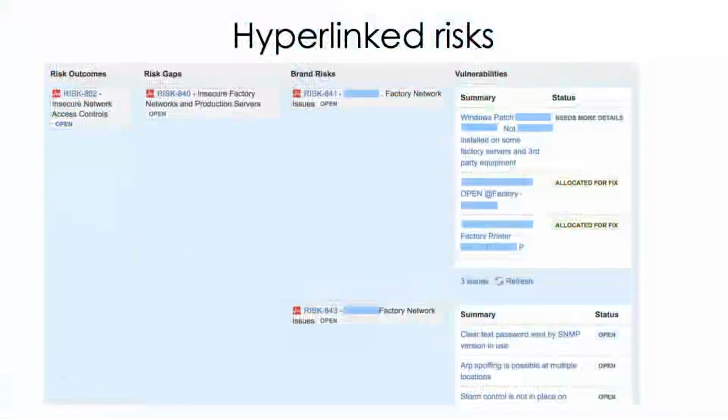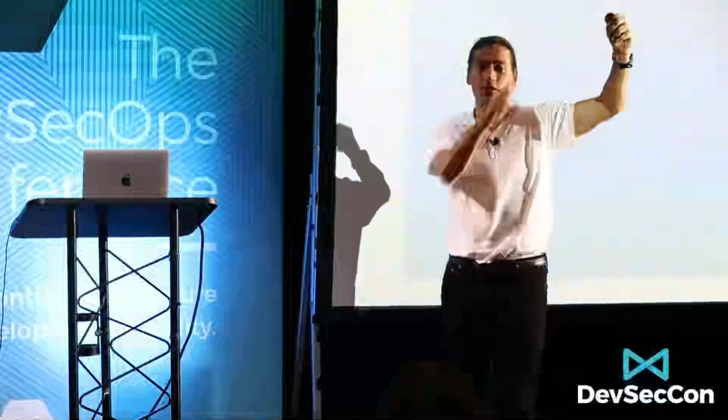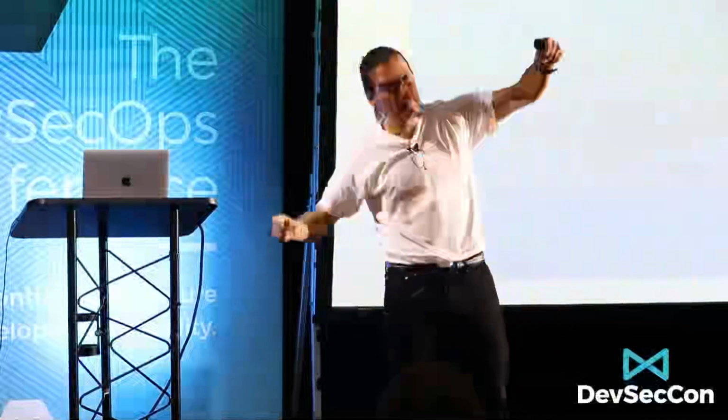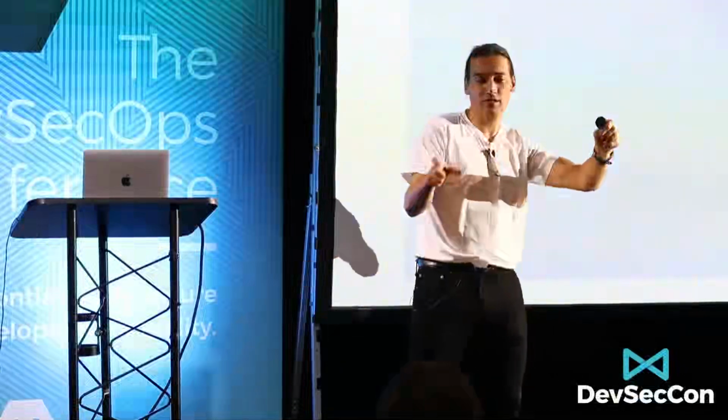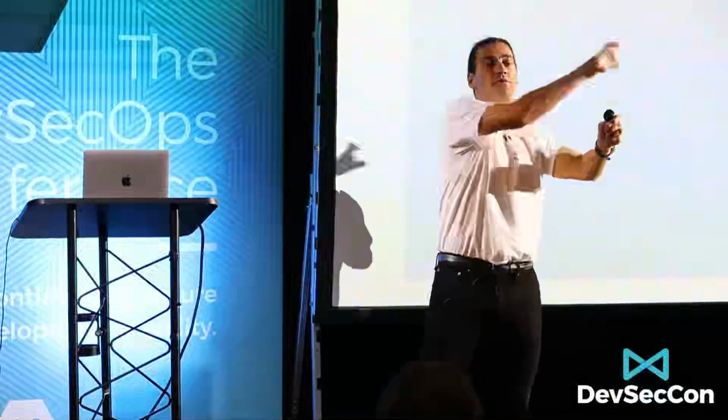The other thing that we do is we hyperlink our risks. So when we have a risk, basically we have the high-level risk, for example, insecure network access controls, which links to another level of risk, insecure factory, which links to another one specific to the brands, which actually links to the vulnerabilities themselves. So we have this graph-based structure that allows us to go from one vulnerability all the way to the intermediate level of risk that implies, all the way to the business risks.